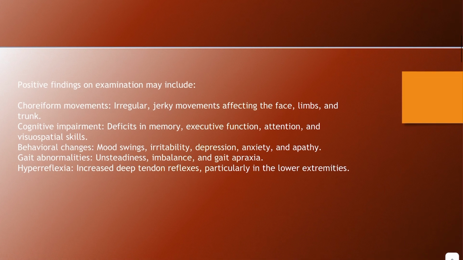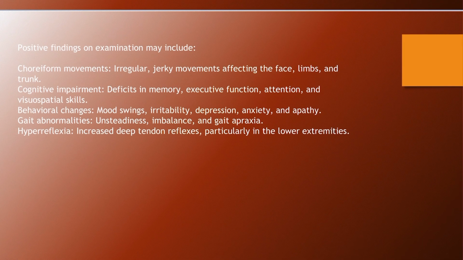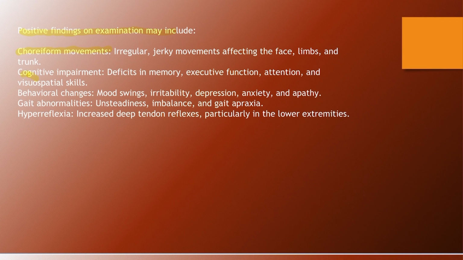If we're talking about Huntington disease, then the positive findings on examination which we'll be looking for are choreiform movements, which I already explained. These are irregular jerky movements which affect the face, limbs, and trunk. We expect to have some cognitive impairments, so maybe defective memory, executive function, attention and visuospatial skills. Behavioral changes, which include mood swings, irritability, depression, anxiety, and apathy. Gait abnormalities, so unsteadiness, imbalance, gait apraxia, and finally hyperreflexia. Increased deep tendon reflexes, particularly in the lower extremities.